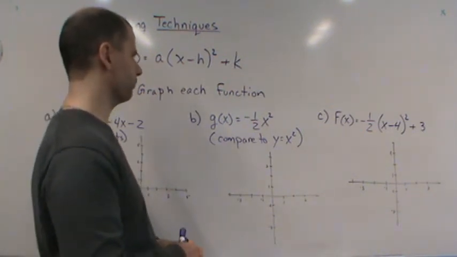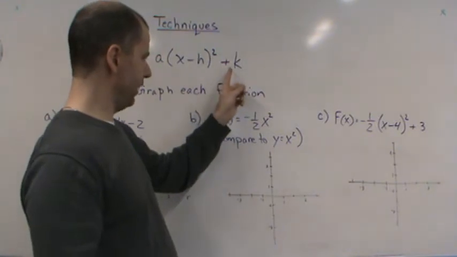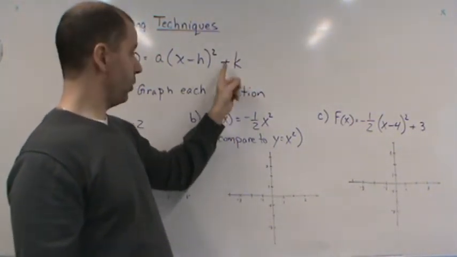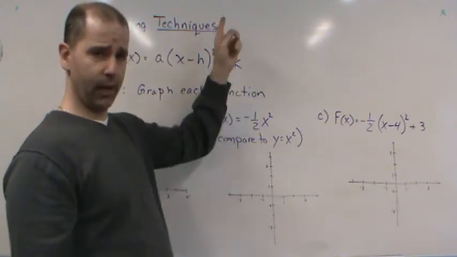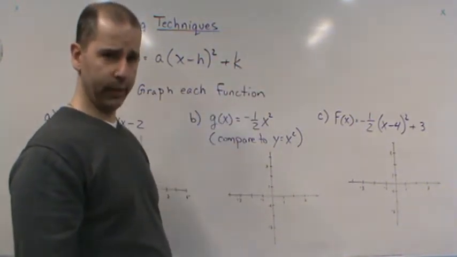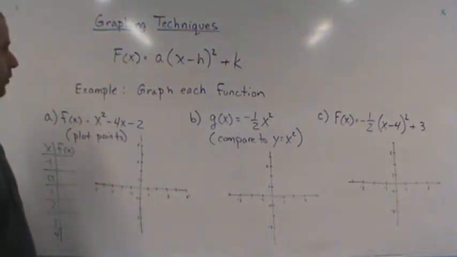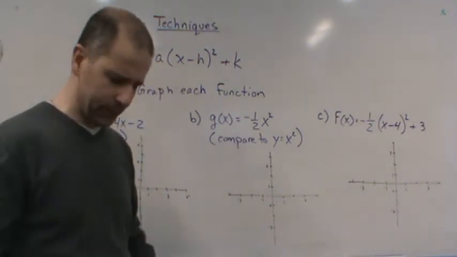Now, the plus sign, same thing. This is a vertical shift. So if k is positive, we're moving up. If k is negative, we're going down. And so that's the way to understand that. So now let's use this, and we're going to graph some of these.